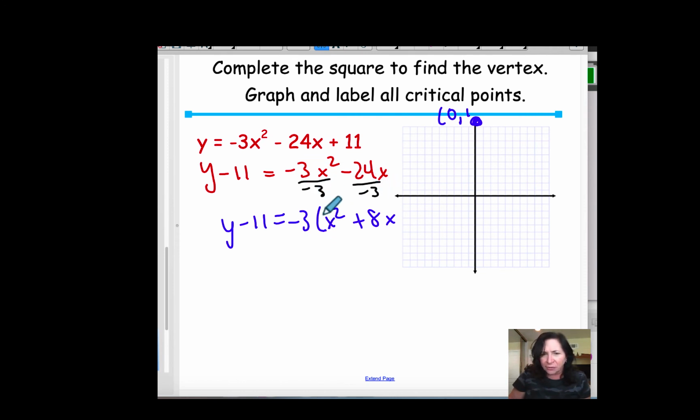The negative 3, that's a 1 here. And then negative 24 divided by negative 3 is 8. So that's another way to think of it: factoring means divide.